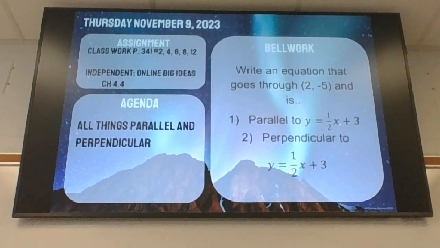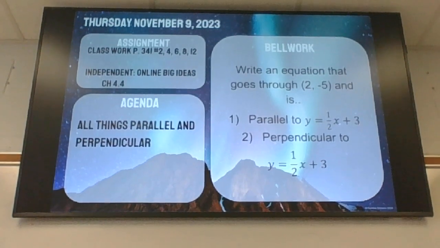Step 2, after you identify the given slope, identify x1, y1, and use point slope form. Step 3, get y1.